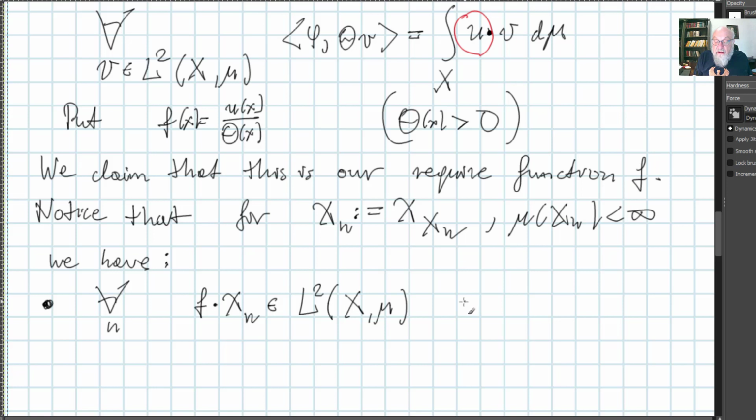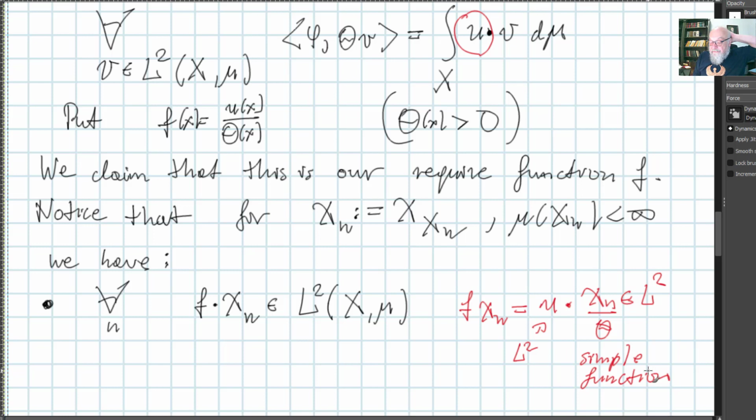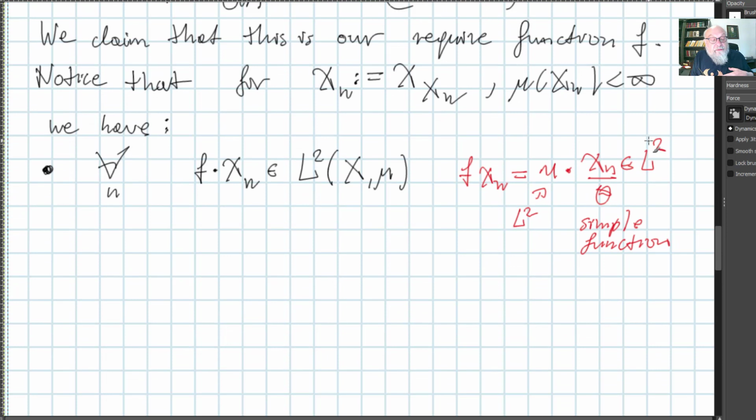So f times that function is nothing else than u times the characteristic function of X_n divided by theta, but u belongs to L2, and clearly that one is in L2. That's a step function, notice, a simple function. Every simple function is in every L^p, so you don't need to worry. So definitely in L2, and in particular it's also in L infinity.